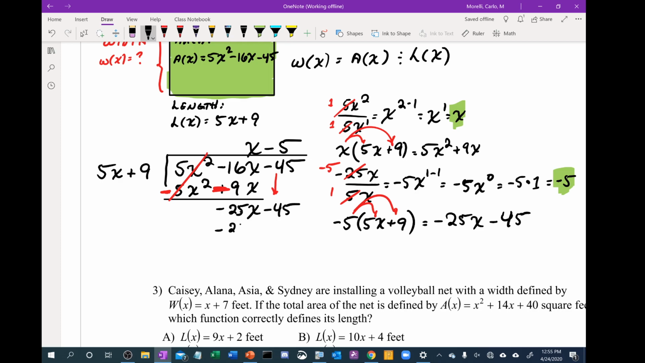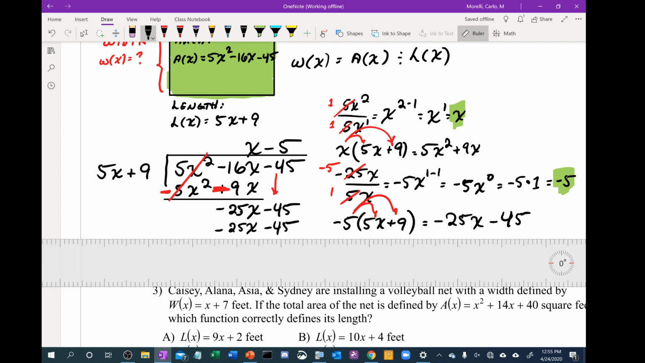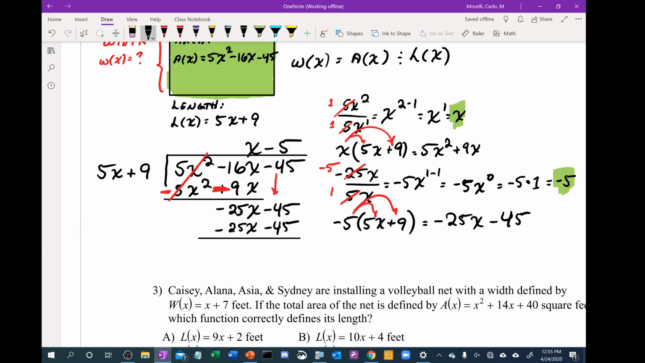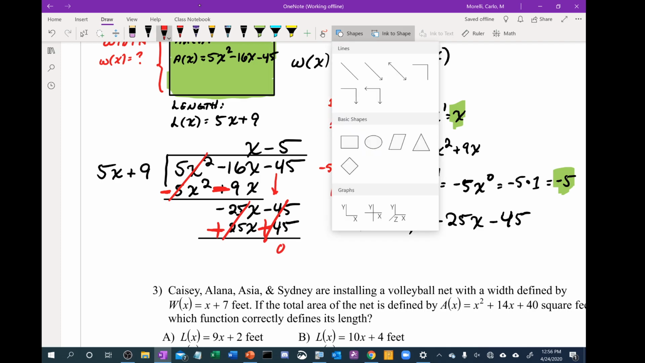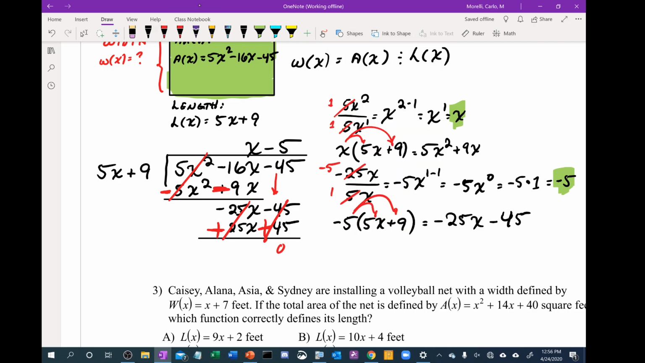Negative 25x minus 45. And then we draw a line. And we change both of our signs. And both these terms cancel with no remainder. So we found our quotient, which is x minus 5, and that is the width. W of x equals x minus 5.